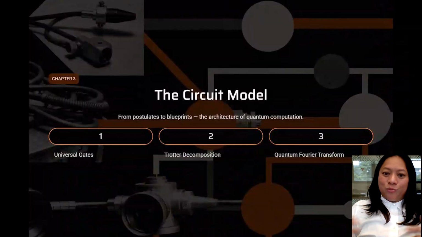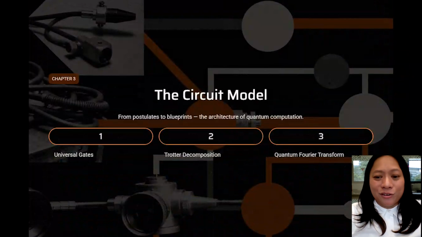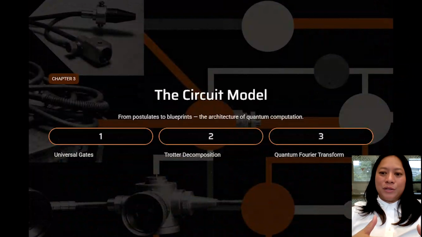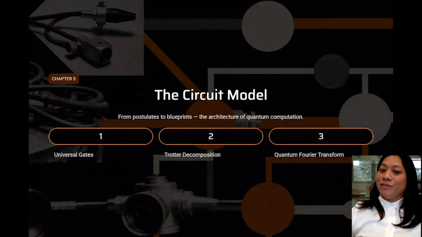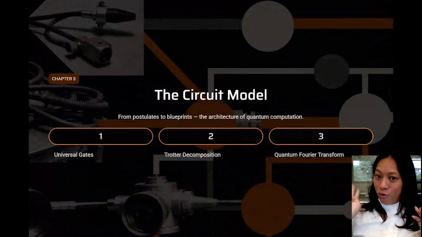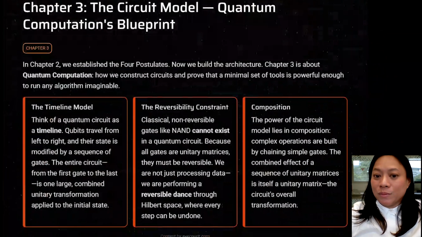In the last chapter, we established the four postulates, the fundamental laws of quantum mechanics. Now, we build the architecture. This chapter is about quantum computation, how we build the circuits and prove that our minimal set of tools is actually powerful enough to run any algorithm imaginable just based on the four postulates. So let's start with the blueprint, the circuit model.